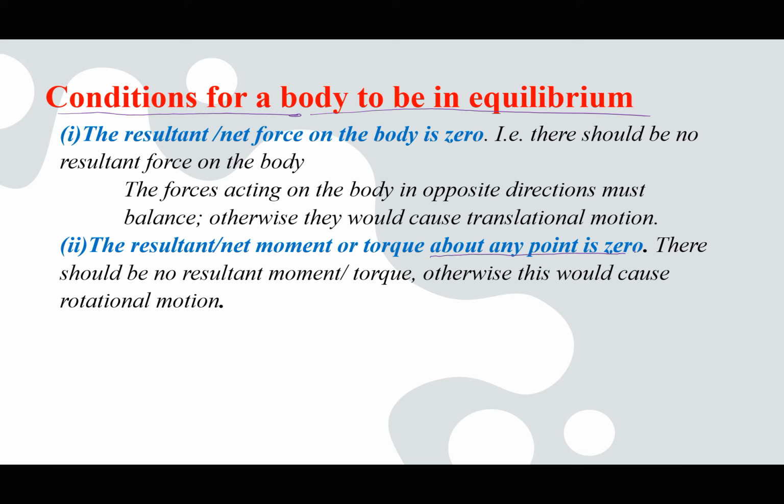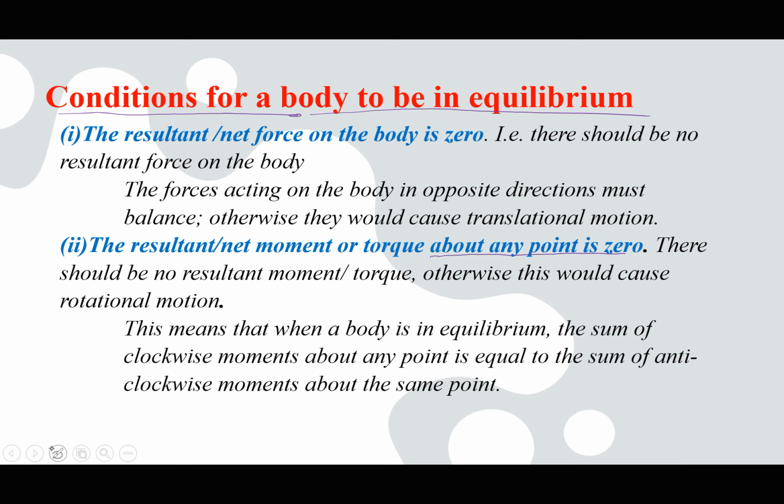In the previous example, we took moments at the pivot. We also took moments at point P. And in both cases, the resultant moment was equal to zero because the sum of clockwise moments was always the same as the sum of anticlockwise moments. There should be no resultant moment or torque. If there is a resultant moment or torque, the body will now undergo rotation. So this would cause rotational motion if the resultant moment is not zero.